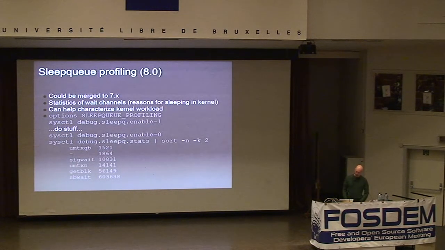FreeBSD 8 has a debugging tool called Sleep Queue Profiling, which shows you the aggregate of these wait channels that I mentioned a few times earlier. So it can show you how many times the process blocked in any given wait state. For example, this was a typical output here, and it may show you that it's spending more time waiting on certain resources than you thought it should.